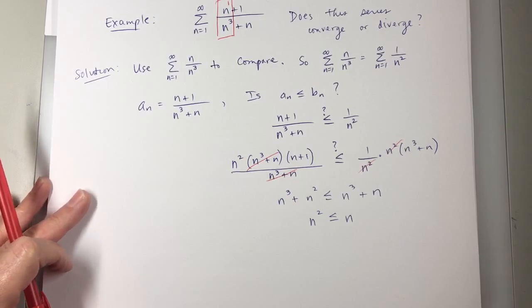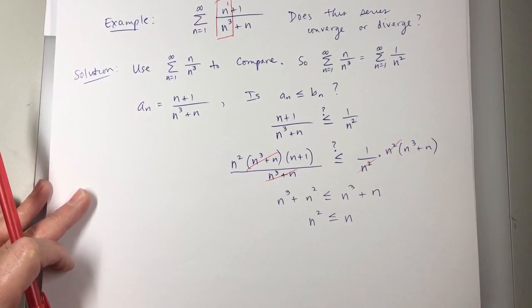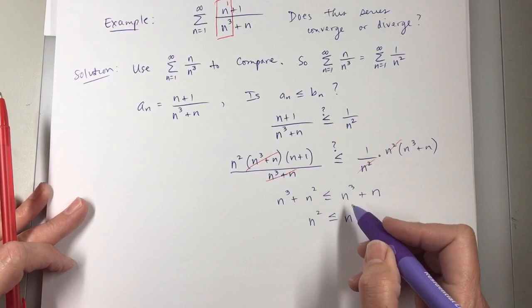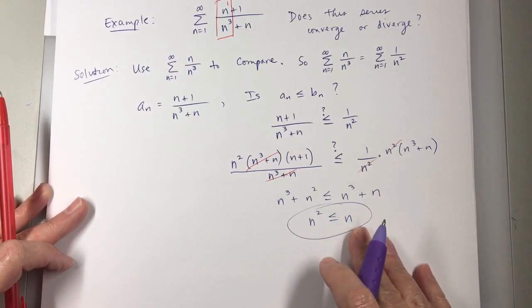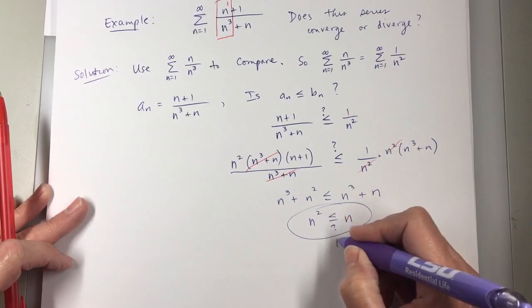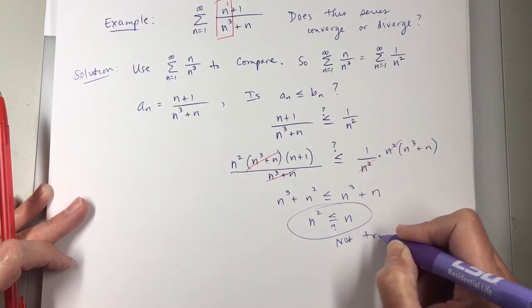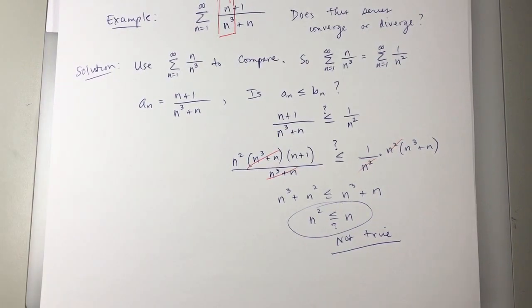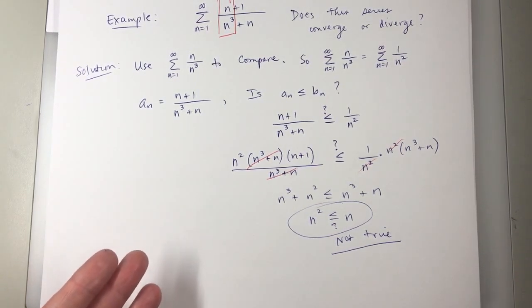I'm looking at this and I'm thinking there may be a little mistake in there, but if this is correct, I don't have my inequality that I need. This is not true. So, I have to do something else. That's the second of the comparison tests. So I got stuck right here.